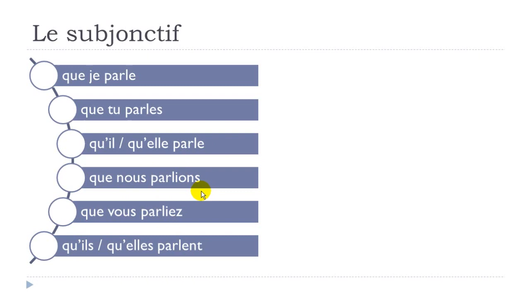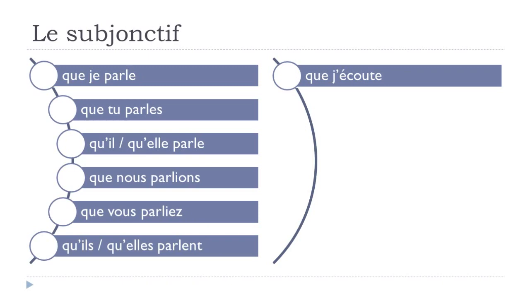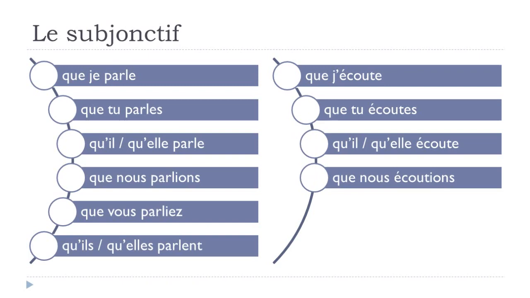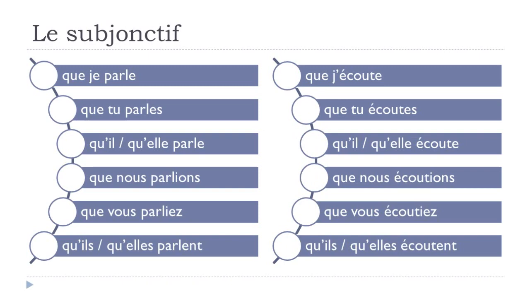All right? So normally, and that's the thing, if you watched all the videos, especially the video concerning the present tense and the imparfait, well, you know this subjonctif form already. Let's take a second verb. Que j'écoute, que tu écoutes, qu'il écoute, qu'elle écoute, que nous écoutions, que vous écoutiez, qu'ils écoutent, qu'elles écoutent. And it is exactly the same thing. This is like the present, like the present, like the present, and like the present. This is like the imparfait, and this is like the imparfait. Okay? Parler is to speak or to talk. Écouter, to listen. All right? So now let's see how it goes for the second group.